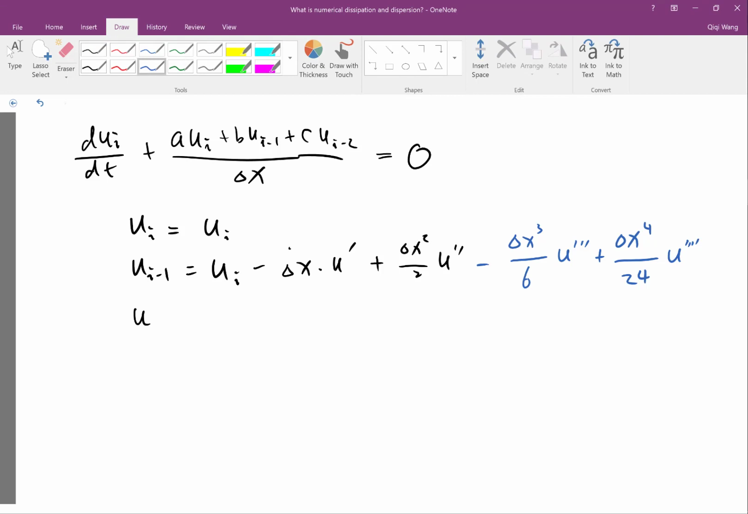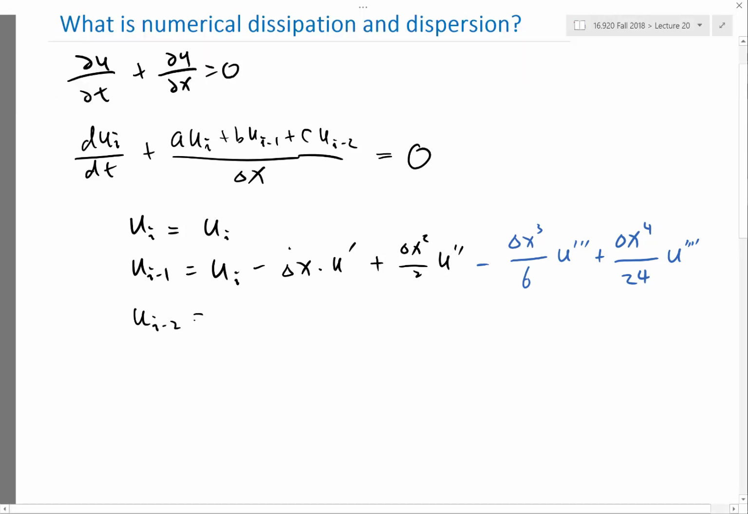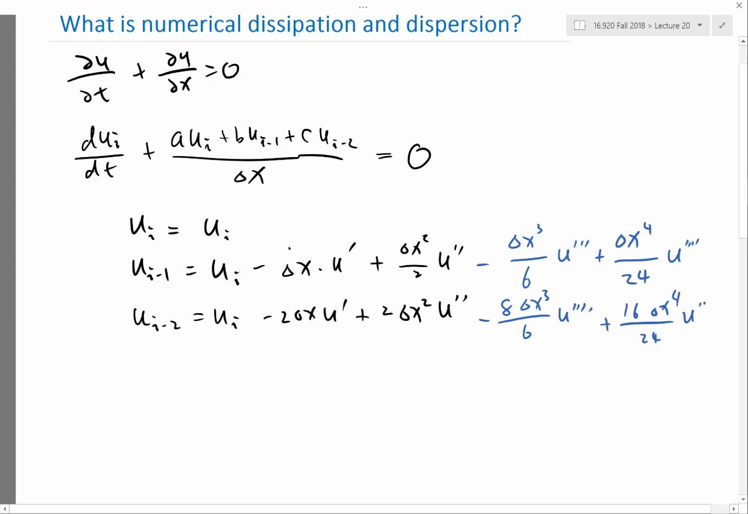So we are also going to do the same for u_(i-2), which is equal to u_i minus 2 delta x u prime plus 2 delta x squared u double prime, right? Because 2 delta x squared is going to be 4, which cancels with the 2. And again, we have the terms that we need for modified equation analysis. So we have 8 over 6 delta x cubed, 16 over 24 delta x to the fourth. This is actually cubed, right? Okay, so first of all, let's derive the scheme.